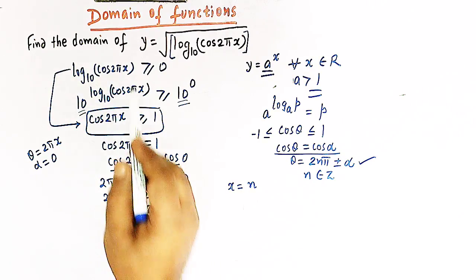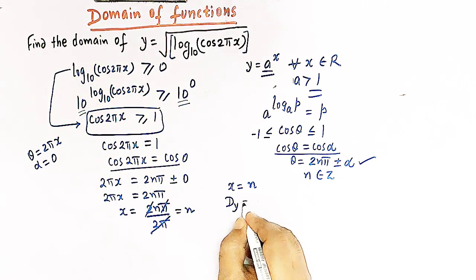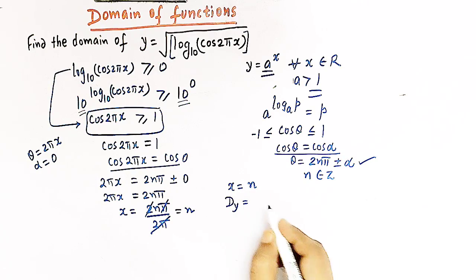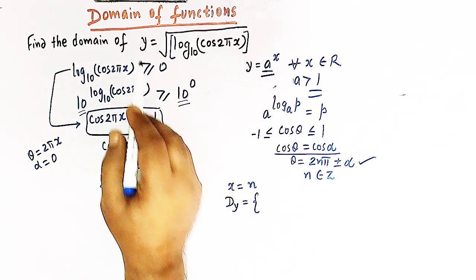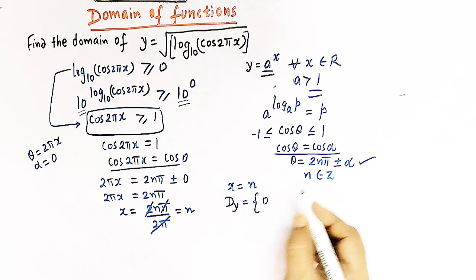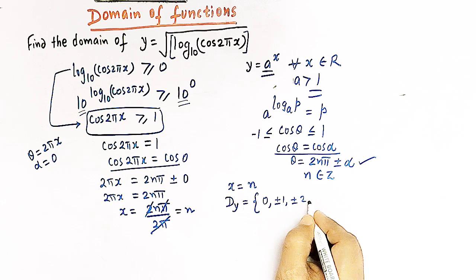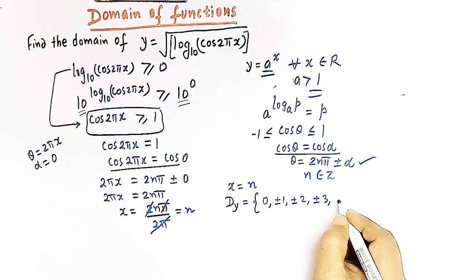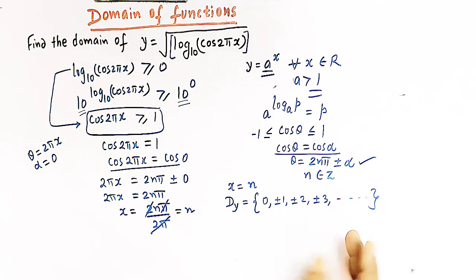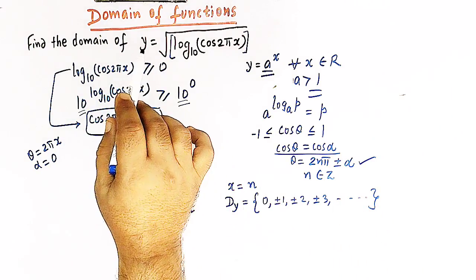So the domain of this function y consists of all the integers n. That is, the domain of this function is given by this set, that is n takes the value 0, then we have plus minus 1, plus minus 2, plus minus 3, and so on. So this set gives us the domain of this function.